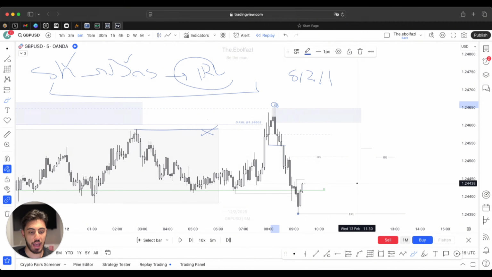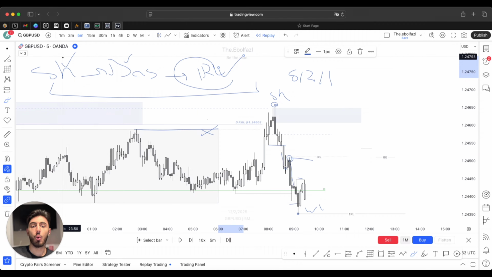Now take a look. I have an opposite QM here, which is going to be for my strong high and a weak low here, and between them I have a retracement and break of market structure or three-candle confirmation entry here as my internal range liquidity. So once you have all of this, you're going to enter easily.